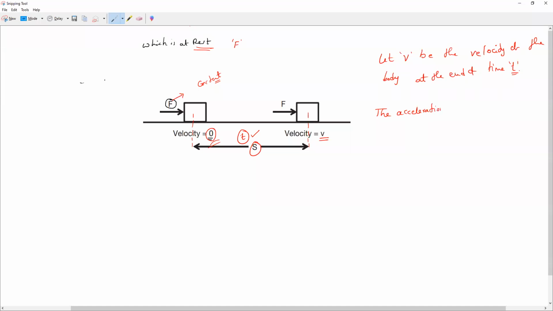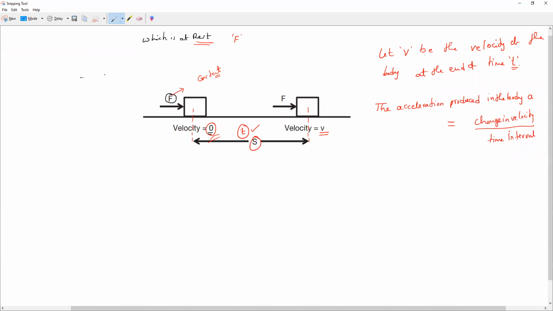The acceleration formula, tell me. The acceleration produced in the body, a equals what? Change in velocity divided by time taken. Am I right? Shivani, do you understand now? So now we all know that, what is the acceleration equal to?